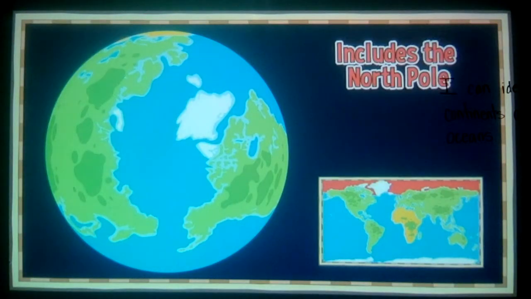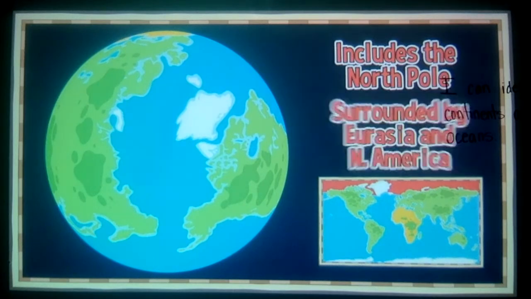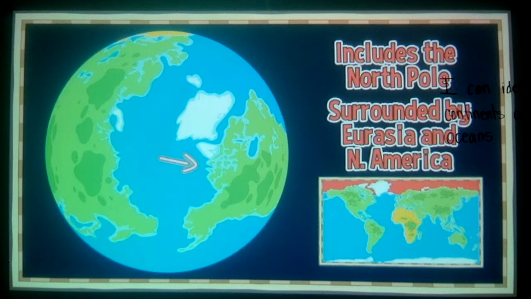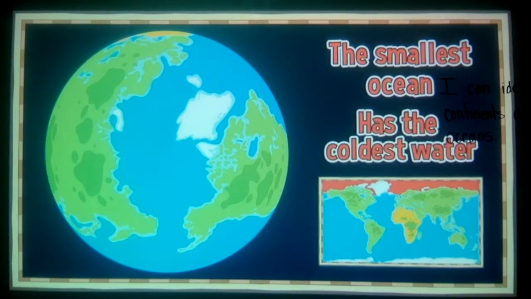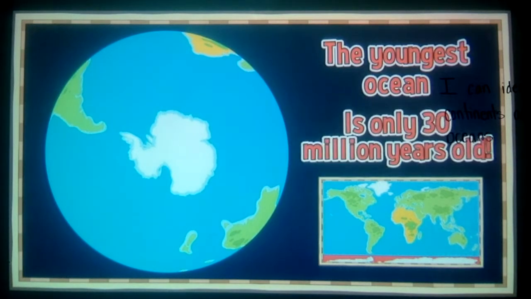The Arctic Ocean includes the North Pole region and is surrounded by Eurasia and North America. The Arctic Ocean is the smallest ocean and really has the coldest water. The Southern Ocean, or Antarctic Ocean, is the southernmost ocean of the world. The Southern Ocean is the youngest ocean and is only 30 million years old.